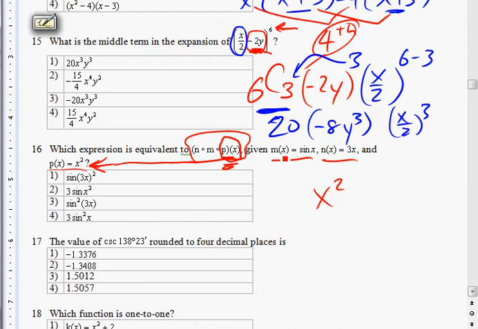Next, we're going to take care of m. M of x is sine of whatever you have already. In this case, p of x was x squared, so m of x is sine of that. So we just put sine of whatever we have.